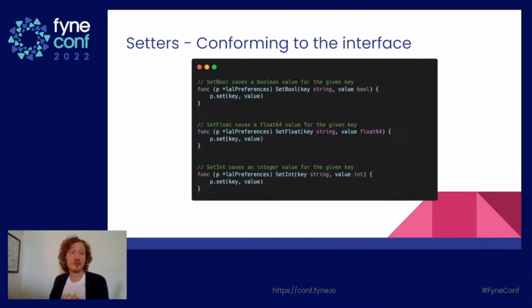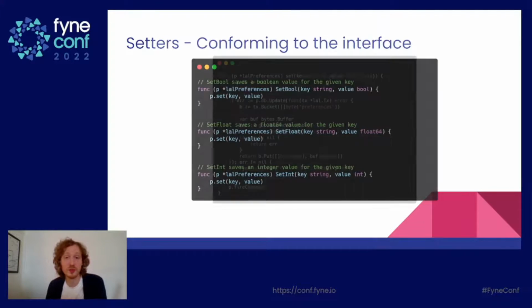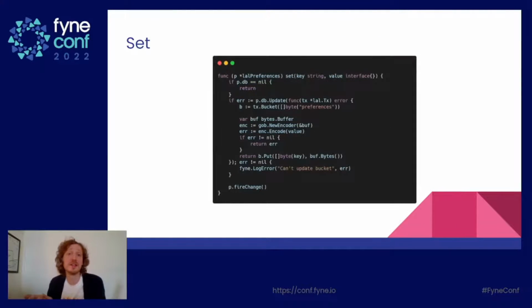So here are some of our setters. We have bool, float and int, and they all take in a key of type string and the bool, the float or the integer. We use the same setter method to write to the database, and that takes in a generic interface which we have called value here.